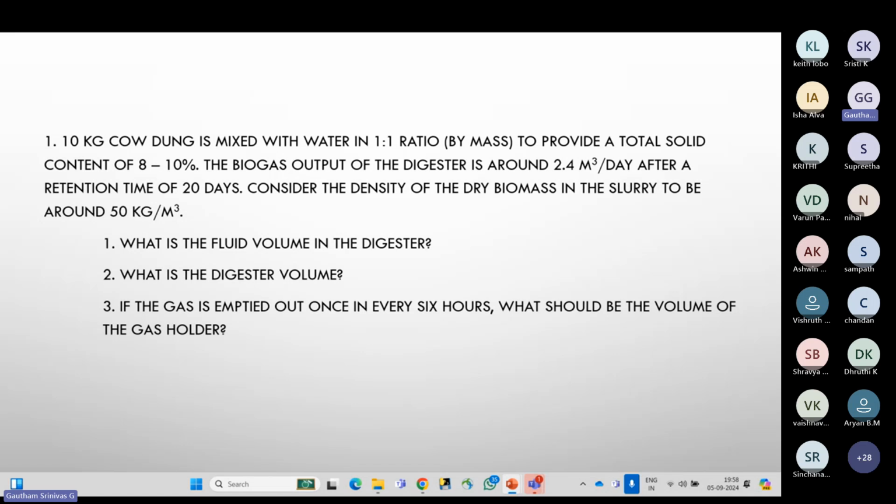So the biogas output of the digester is around 2.4 cubic meter per day after a retention time of 20 days. So if the density of the dry biomass is 50 kilogram per cubic meter, what is the fluid volume in the digester? What is the digester volume itself? And if the gas is emptied out once in every 6 years, what should be the volume of the gas holder? You tell me the steps to do this.